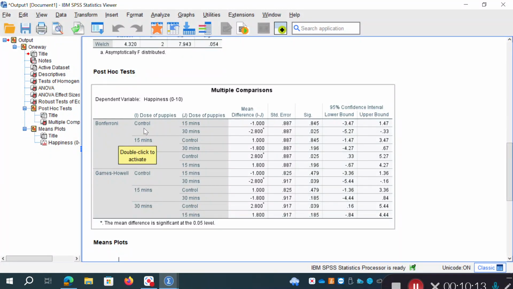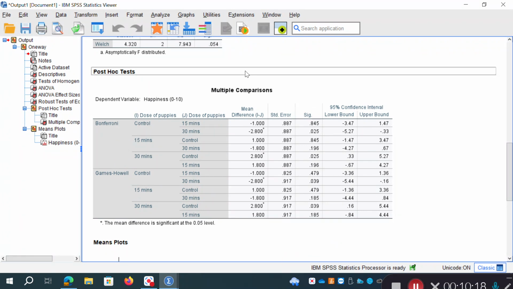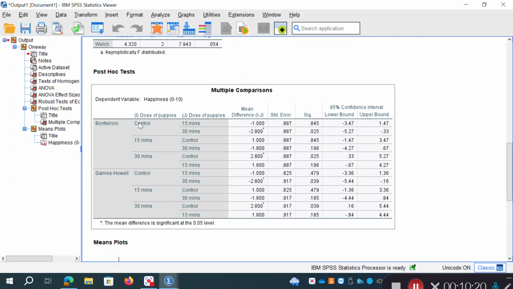And we can see from this one, you've probably seen these tables a number of times now, these pairwise comparison tables. They compare each group against another group, look at the difference between the means, and whether that difference is significant. So if we look at the control group compared to 15 minutes, we've got a mean difference here of -1 and a significance of 0.845. So no significant difference between control and 15 minutes.